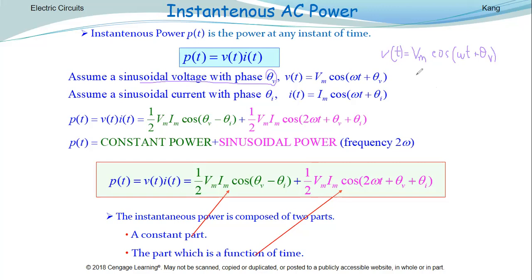Now for the instantaneous sinusoidal current with a phase theta I, it will be i(t) equals Im cos(omega t plus theta I). So this is my sinusoidal voltage, which is the first equation, and this is the second equation.